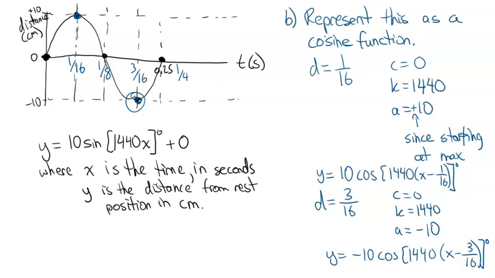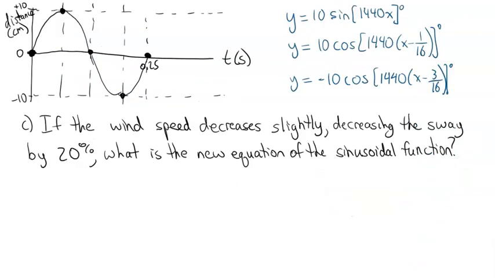The one last thing we're going to ask about this, and then we'll be done. So this last part asks this. If the wind speed decreases slightly, decreasing the sway by 20%, what is the new equation of the sinusoidal function? We have the three different functions we've written, which all represent that same graph. And so let's see if we can get the new equation first for sine and then for the two cosine options as well.